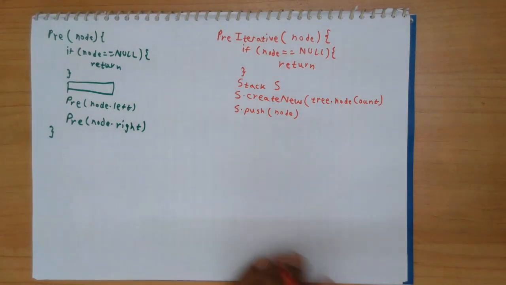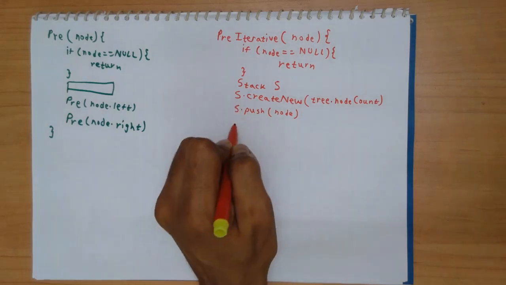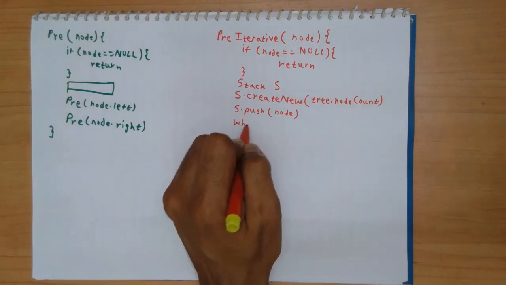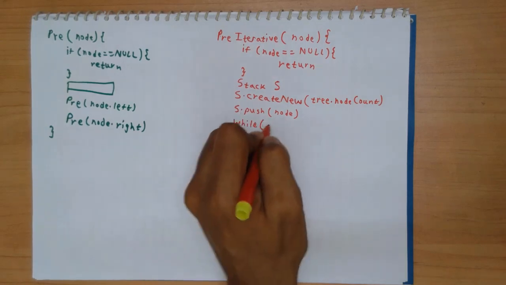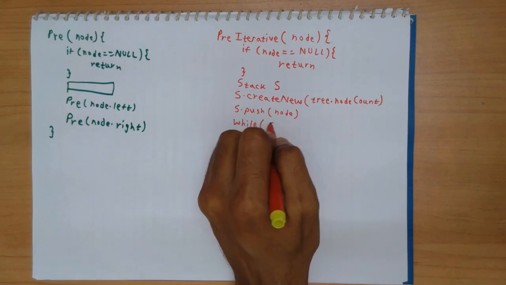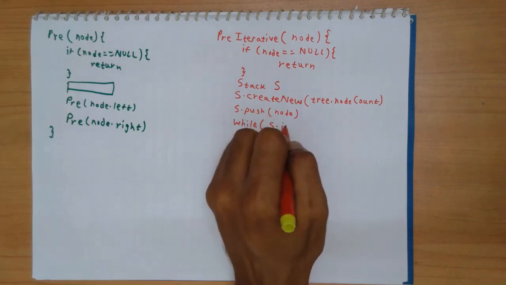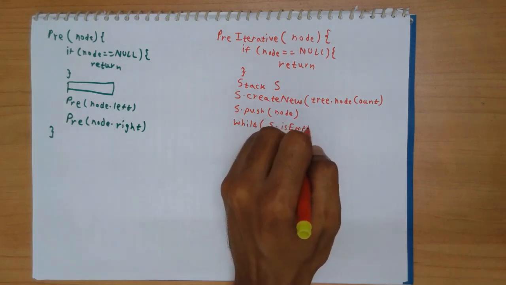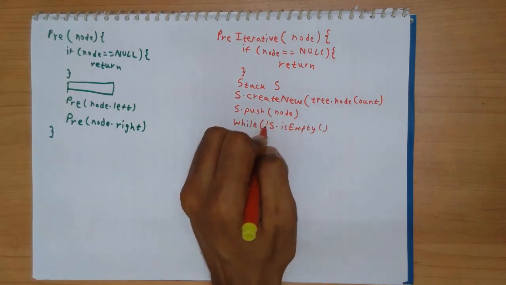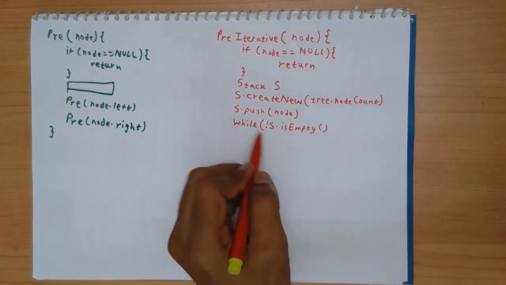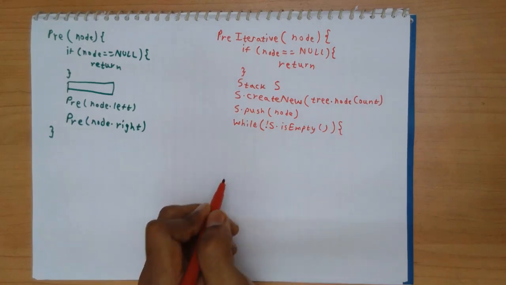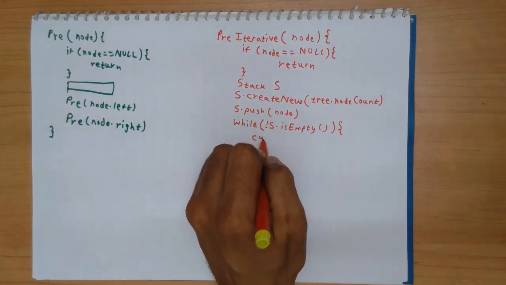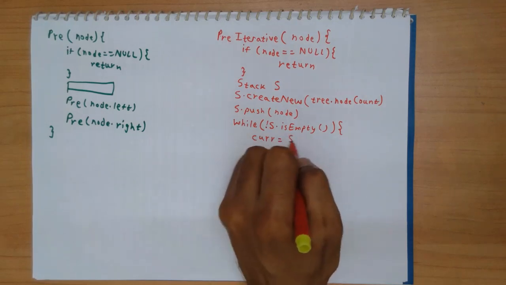And how long will I do that? Till I have something in my stack to do. So now I will need a looping construct because I have to do something till my stack is empty. So while S dot is empty is not true, this is the negation. While my S is not empty, what I would do is say that my current node is equal to S dot pop.